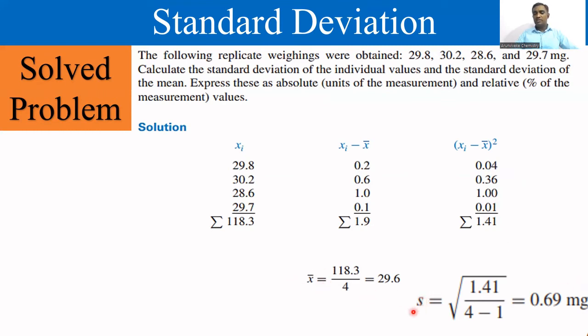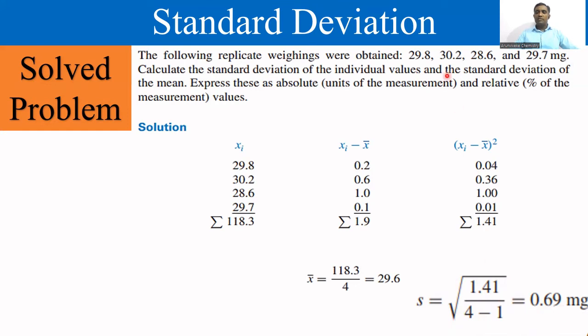standard deviation S equals square root of summation i equals 1 to n, which is nothing but this value, 1.41, that is given here in the numerator. So whole divided by n minus 1. N represents the number of data. So we have 4 different data points. So it is 4 minus 1, which is nothing but 3. So if you solve this equation and take the square root, you get the answer as 0.69.